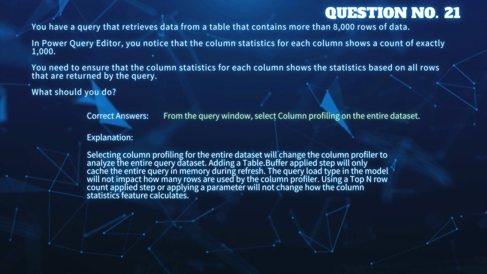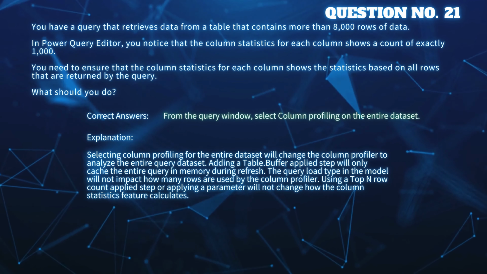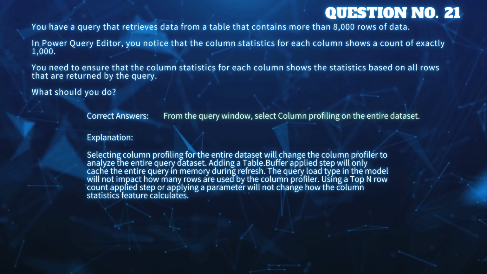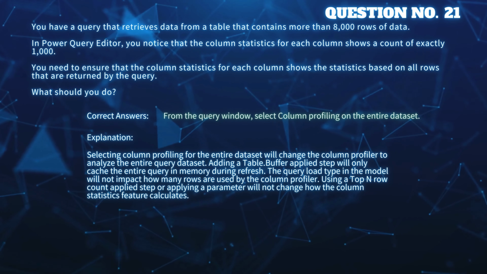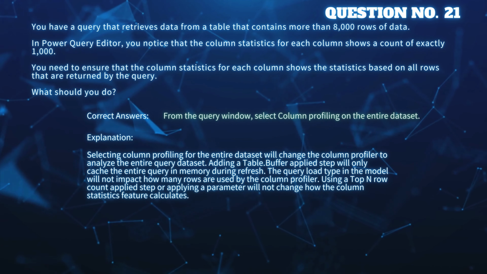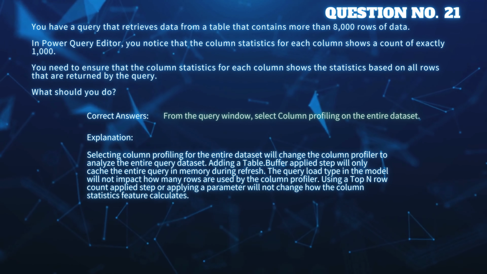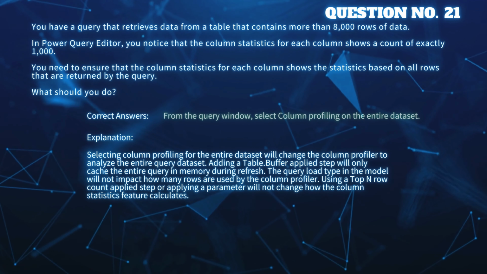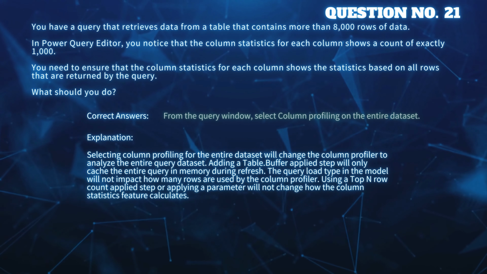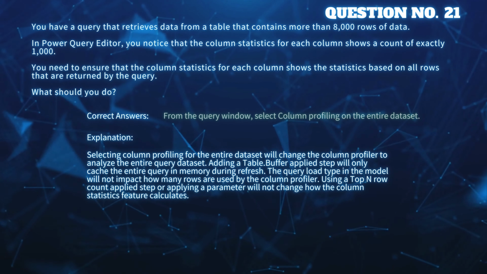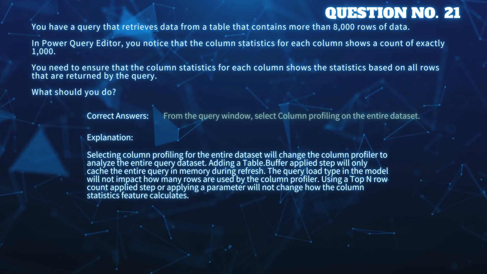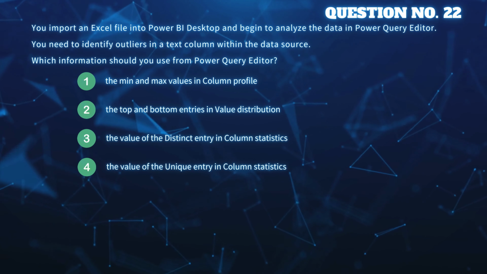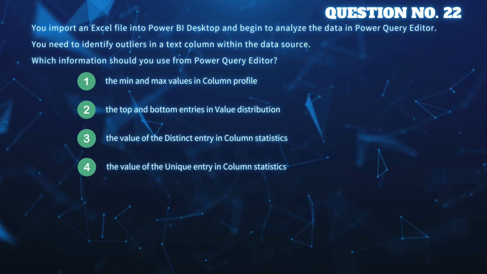Explanation: selecting column profiling for the entire dataset will change the column profiler to analyze the entire query dataset. Adding a table buffer applied step will only cache the entire query in memory during refresh. The query load type in the model will not impact how many rows are used by the column profiler. Using a top and row count applied step or applying a parameter will not change how the column statistics feature calculates.